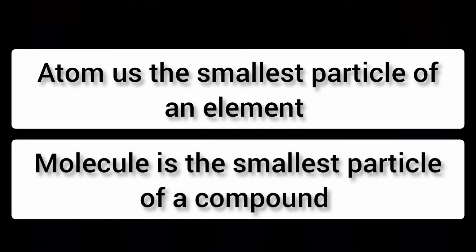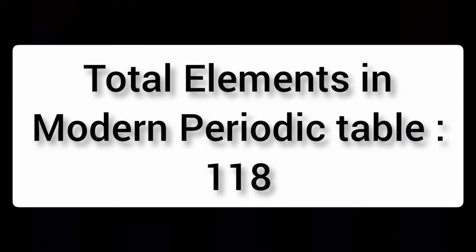Atom is the smallest particle of an element, while molecule is the smallest particle of a compound. There are three types of elements: metals, nonmetals and metalloids. There are a total of 118 elements in the modern periodic table.